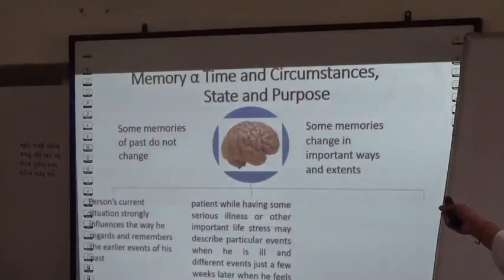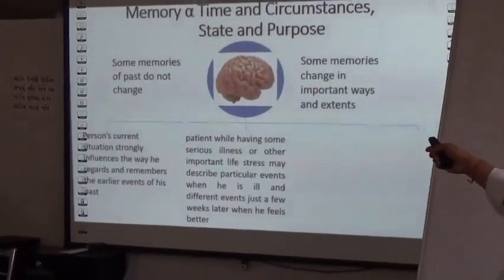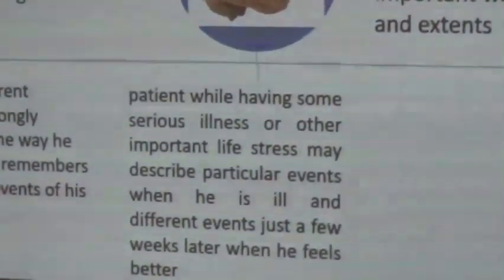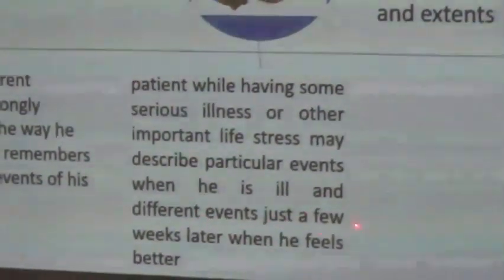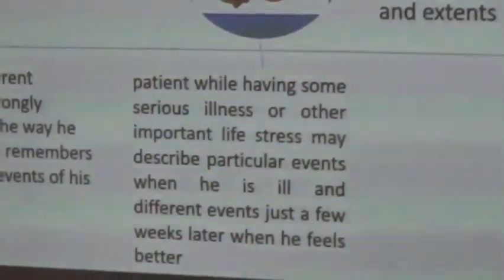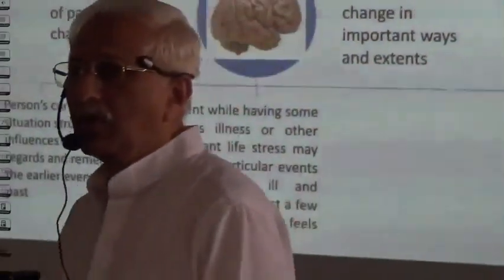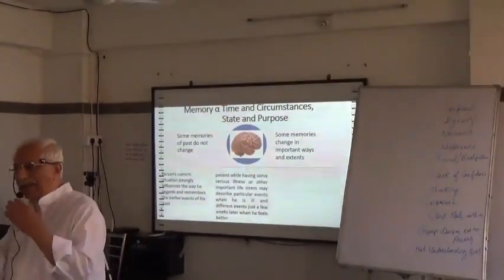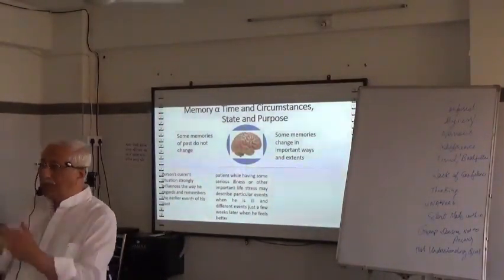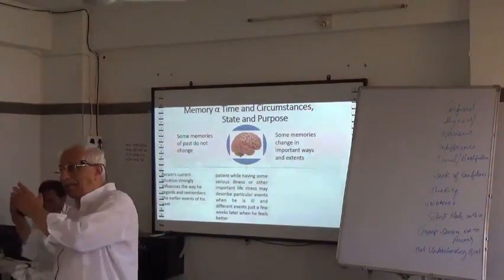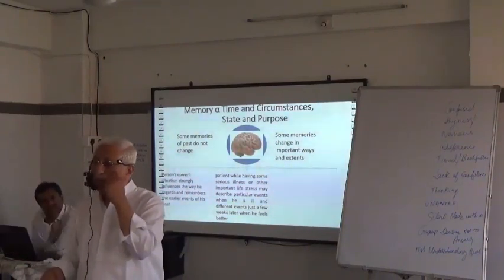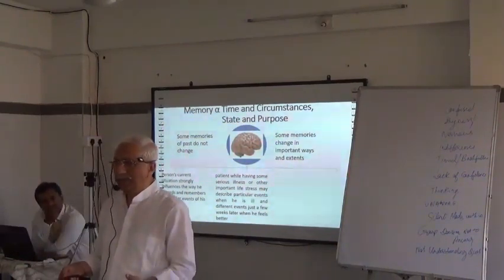A patient, while having some serious illness or other important life stress, may describe particular events when he is ill, and different events just a few weeks later when he feels better. So when I am in trouble, the way I narrate the problem and the events which I narrate, and when I am okay, I am out of that situation, my narration is going to be different. Right or wrong?